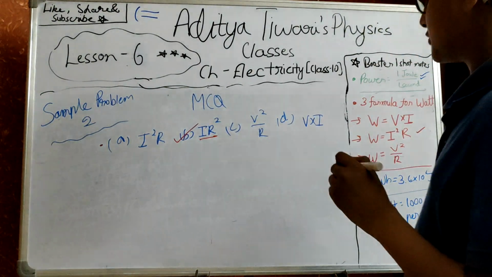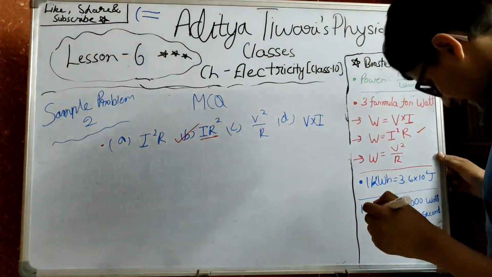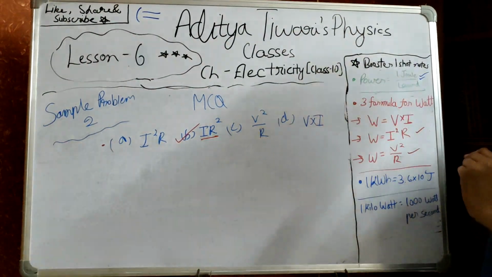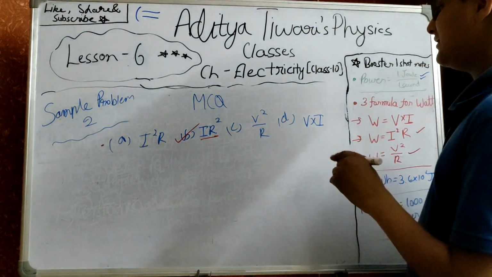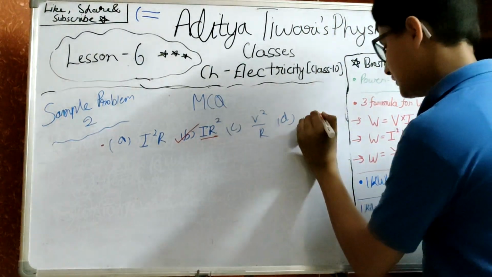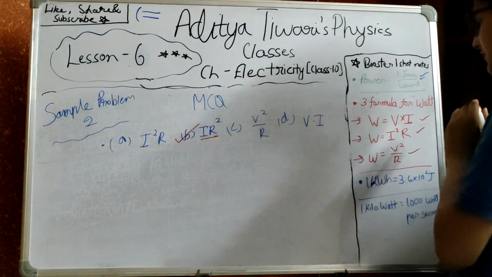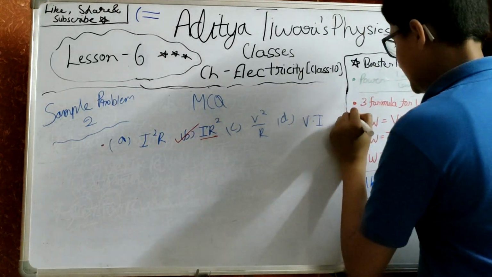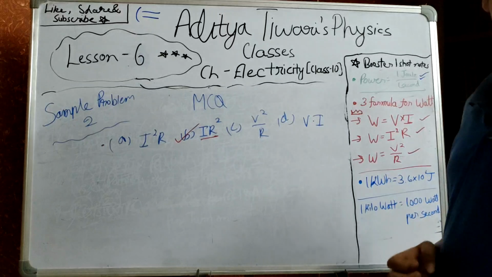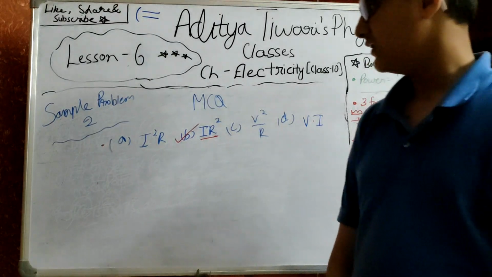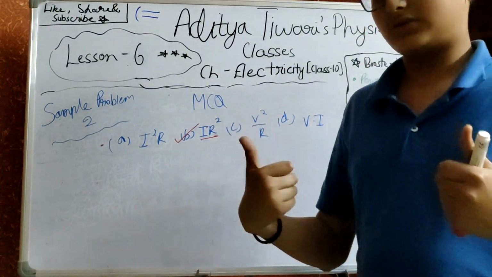But let's look at the other options as well. C is V square times R. And yes, V square times R is another formula for power, which is the third derived formula. And D is V times I. So this is the main formula, the most important formula, and of course, yes, it is the right formula for power. So I'm sure you guys have smashed and got this question right.